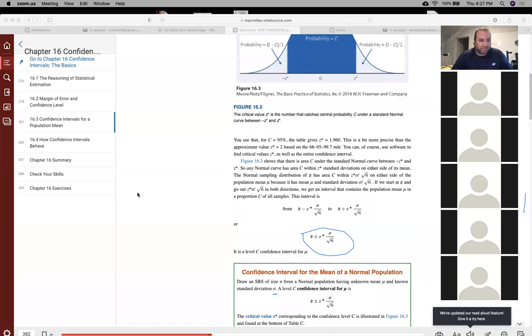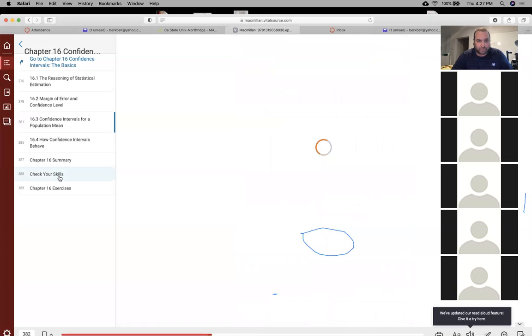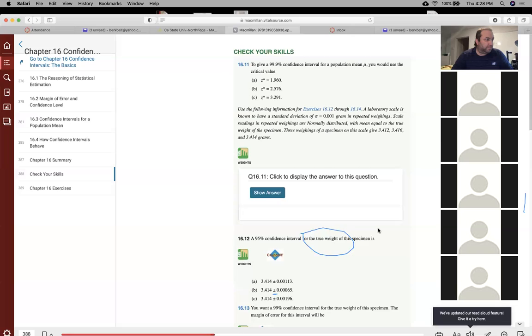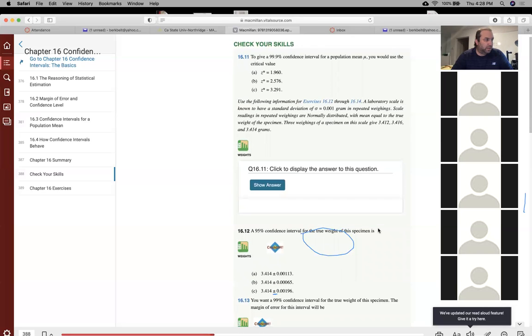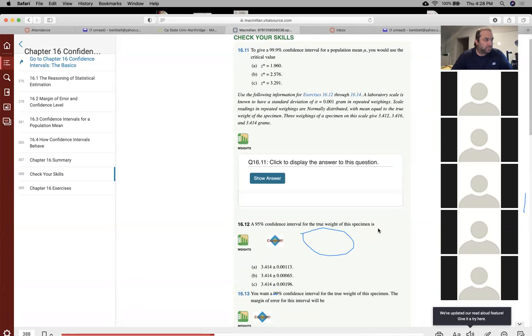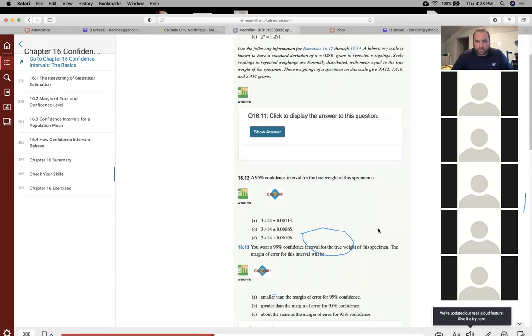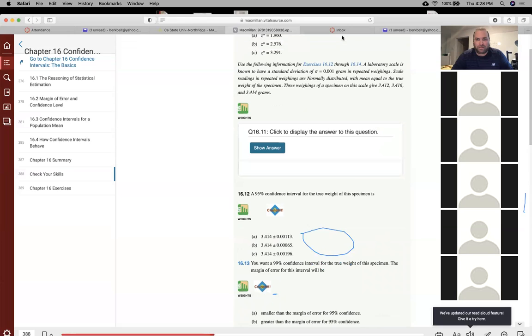So someone said, can we do an example? So let's go do an example. Check your skills. X bar, not X. X bar is the sample mean. Let's see. Well, first let me get rid of that thing.